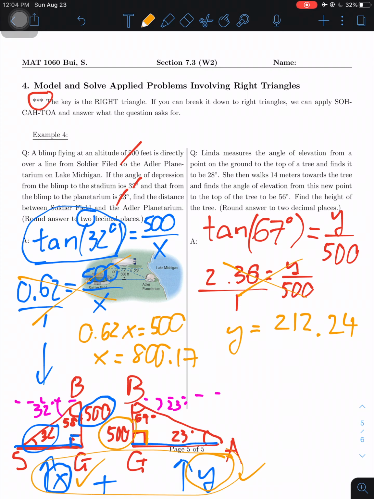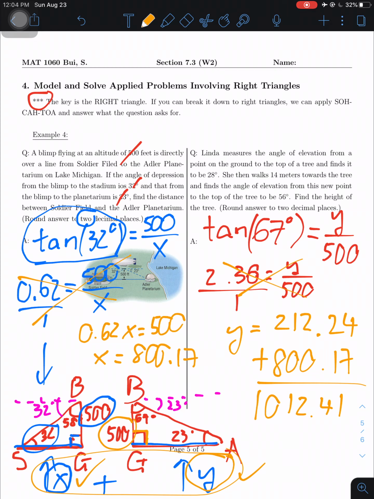Because they want to know the distance between the Soldier Field and the Adler Planetarium, right? So we're gonna do x plus y. In here I got y already, so I'm just gonna do that plus 800.17. I mean, you don't have to do it by hand, and you don't have to do it mentally either. You have the calculator. So let's just input it into the calculator and get the answer as 1,012.41.